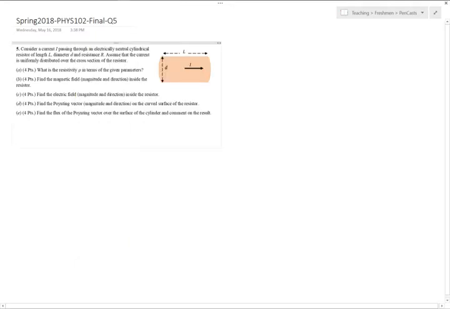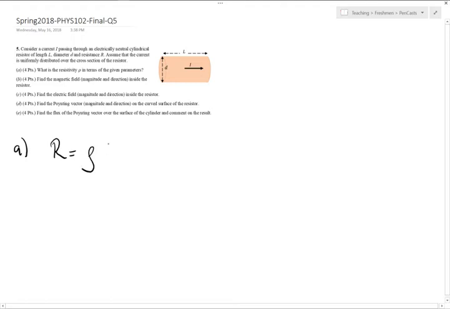This is the fifth and final question of the Physics 102 final in spring 2018. Okay, we are given a cylindrical resistor. It has a diameter D and resistance R. Now, what's the resistance of a cylindrical object?